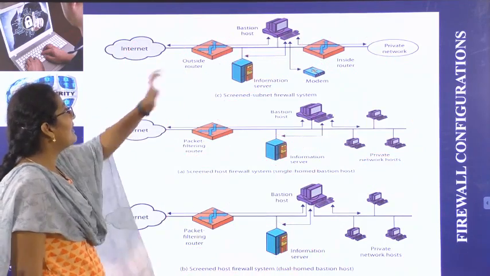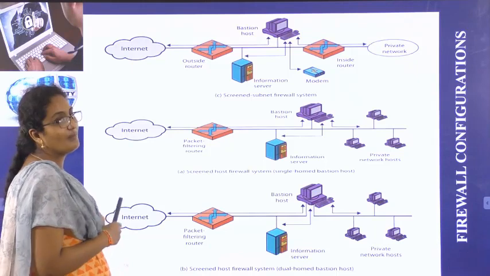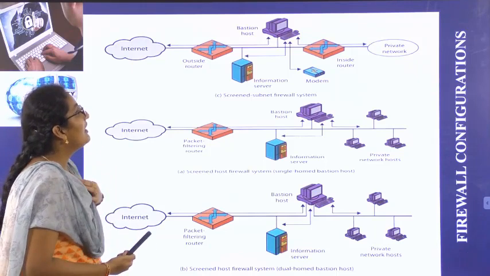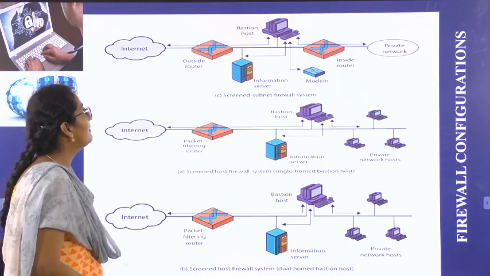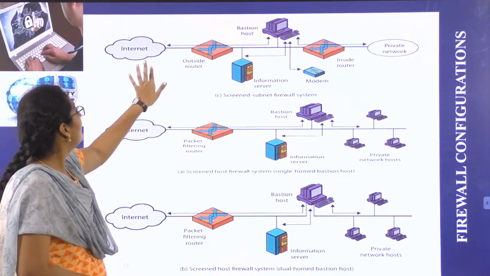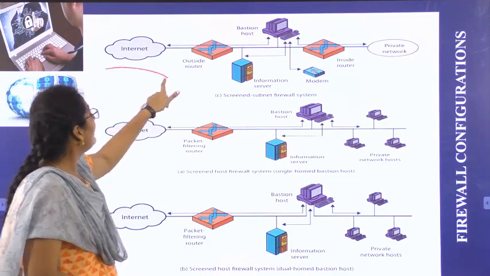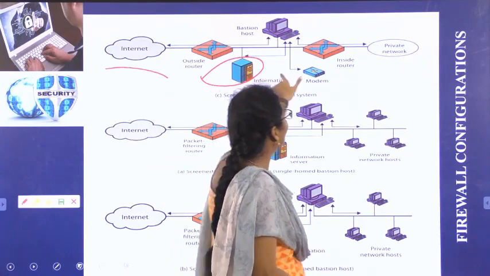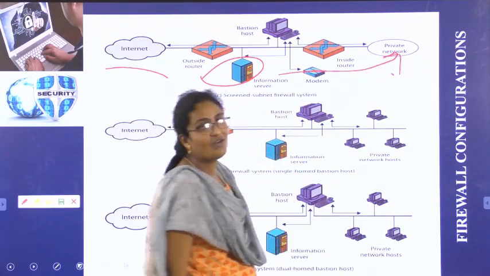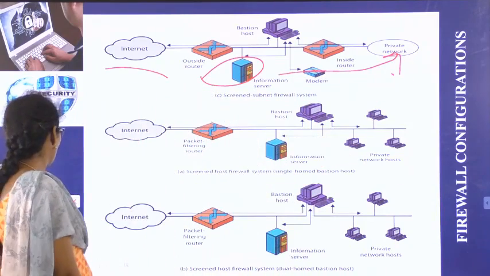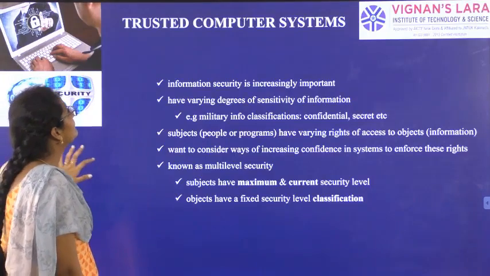So in the subnet we are using different routers and modems for the purpose of net connection, and the information server is nothing but a database. So from the internet, using this database, we are giving packets of information to the private network. So these are the firewall configurations.